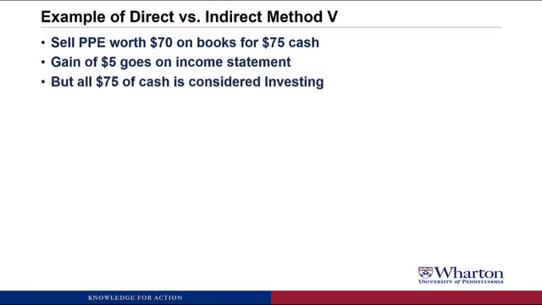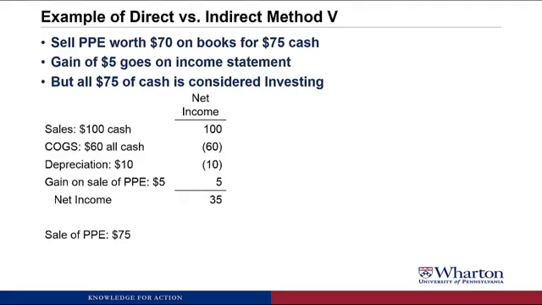So we're going to consider all $75 of cash that we receive as an investing activity, which is another indication that we don't treat this as a revenue activity, because if it was, it would be part of operating cash flow. So I'm going to bring back one of the basic examples we did early on, where we have all of our sales in cash, all of our cost of goods sold in cash, and then depreciation of $10. We're going to add to that the gain on sale of property, plant, and equipment, which goes on the income statement, which would make our net income $35.